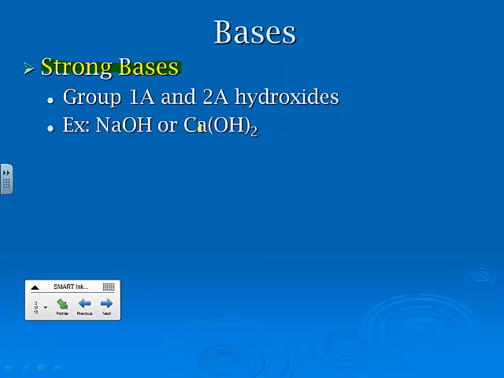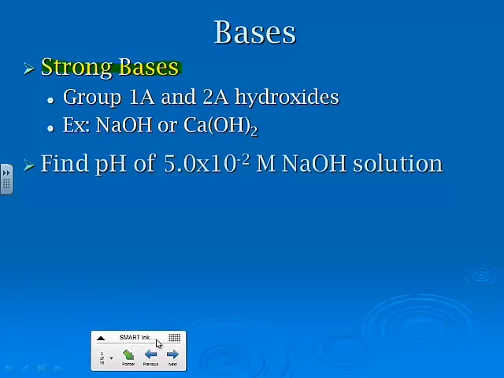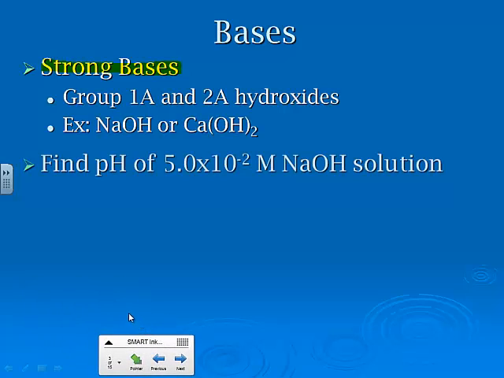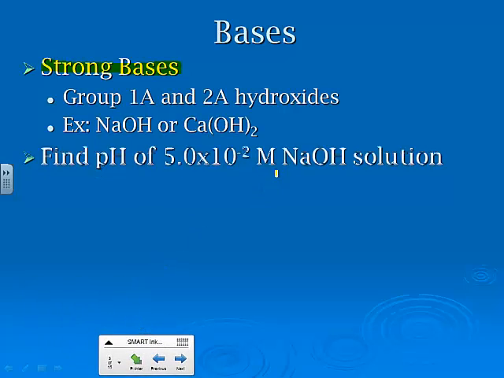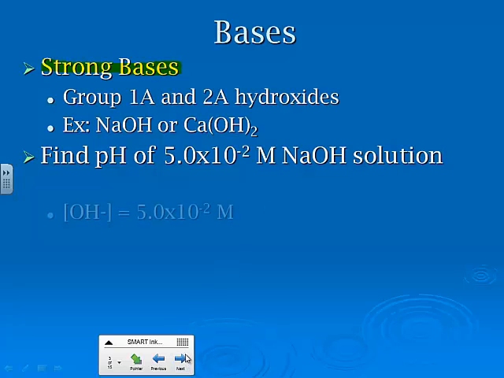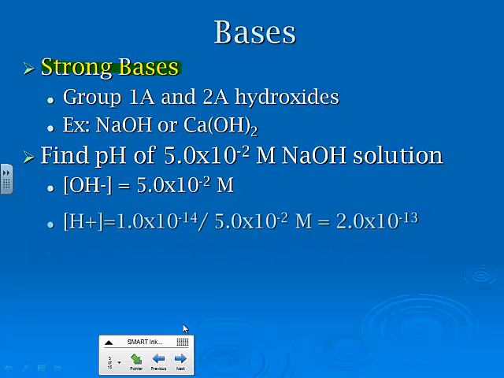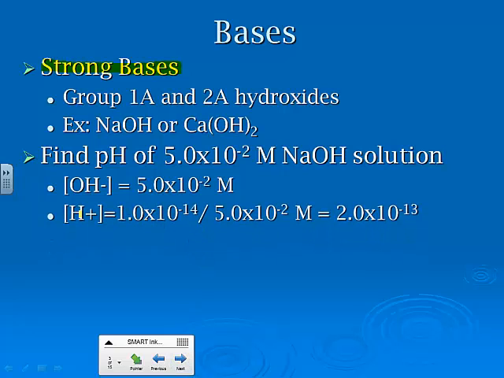Now, strong bases, group 1A and group 2A hydroxides, we typically treat as our strong bases. For example, sodium hydroxide, calcium hydroxide, potassium hydroxide are some of the most common ones. Now, if we had to find the pH of a 5.0 times 10 to the negative second molar sodium hydroxide solution, exactly what we did earlier, hydroxide is 5.0 times 10 to the negative second. And to find hydrogen ion, you could use the Kw expression. We know Kw is equal to 1.0 times 10 to the negative 14th.